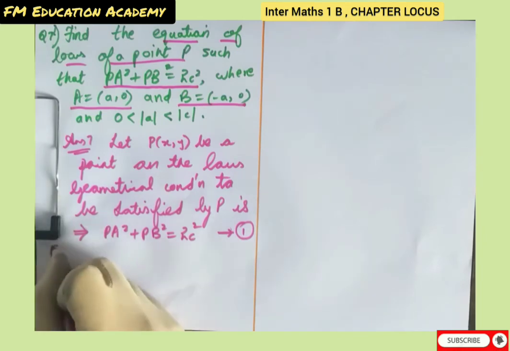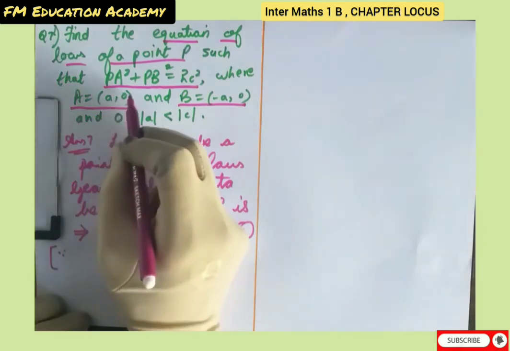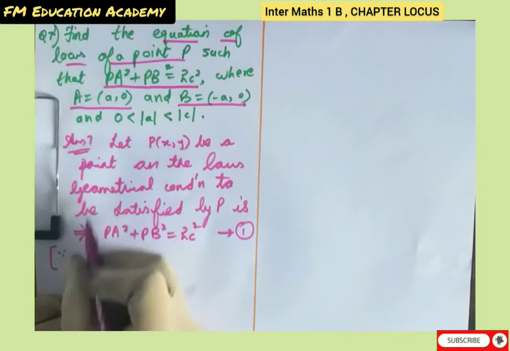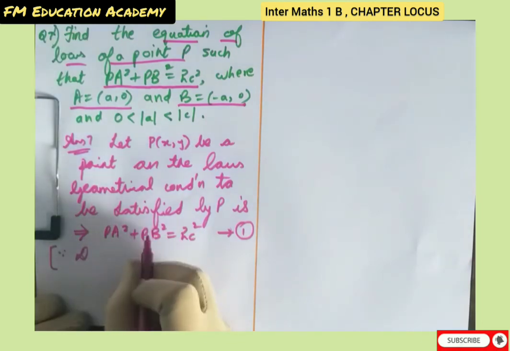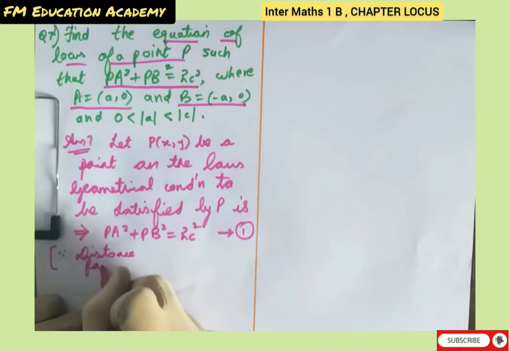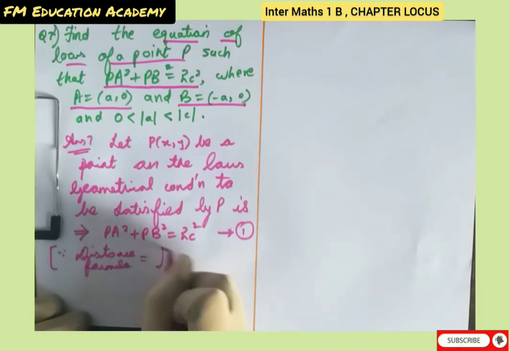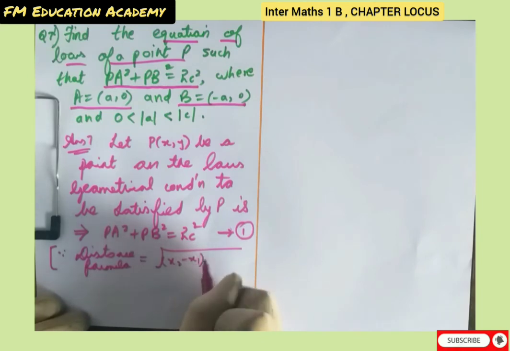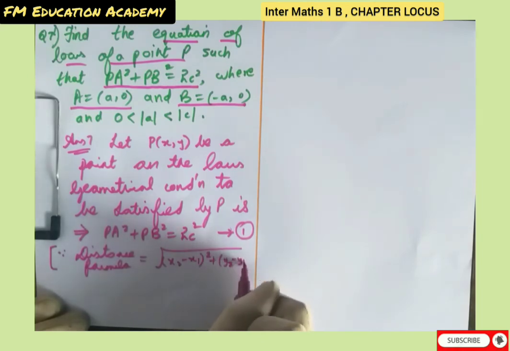So which formula do we have to use here? Since it is telling (a, 0) and (minus a, 0), we have to use the distance formula, and PA and PB mean distance formula only. So the distance formula will be root of x2 minus x1 whole square plus y2 minus y1 whole square.